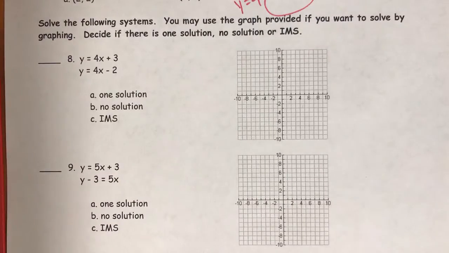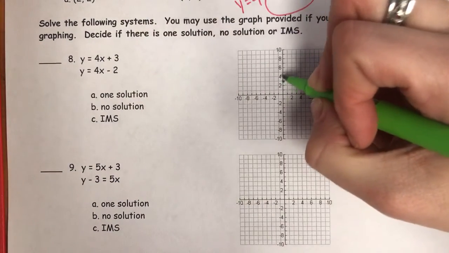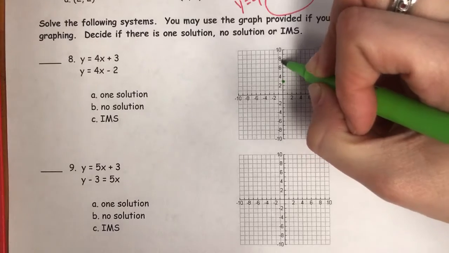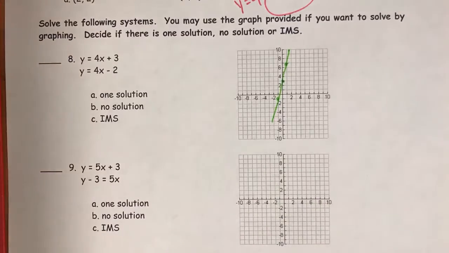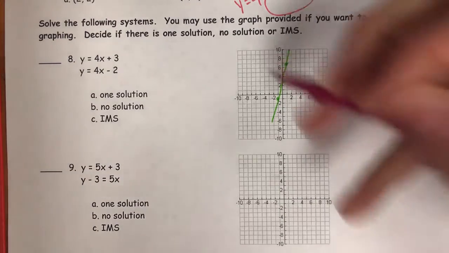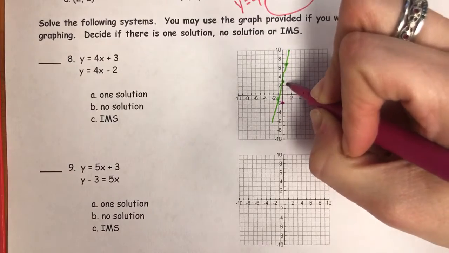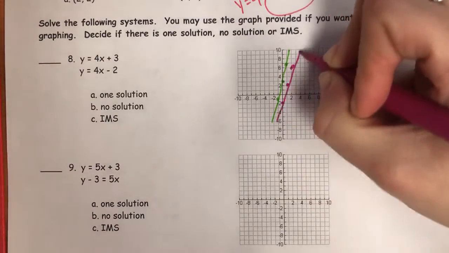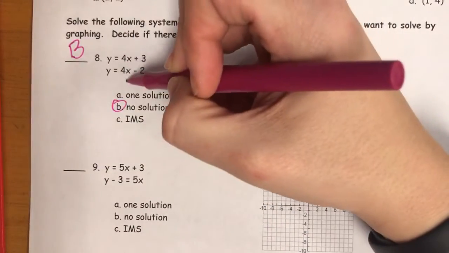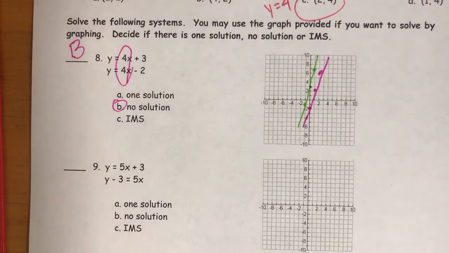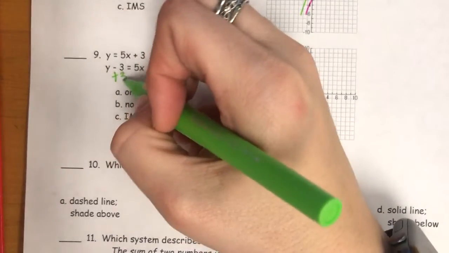Number 8 says that you can solve by any method that you want to. So you could graph, you could do substitution, you could do whatever. If we graph these, we're going to start at +3, and then we'll go up 4 over 1. If we graph the second equation, we're going to start at -2, and then up 4 over 1. This gives us parallel lines, which is no solution. We could also recognize that we have a matching slope, but they're not the same lines, so that's no solution. Number 9, we need to solve this second one for y.